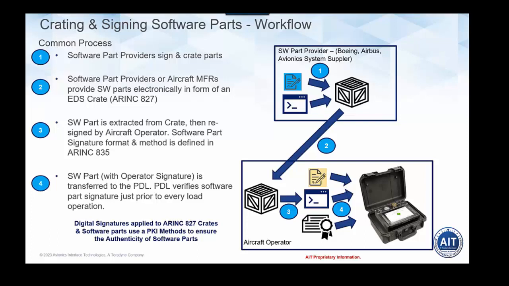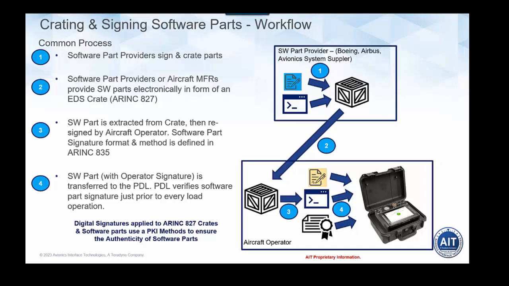A crate is a zip file that basically contains the software part, the ARINC 615 software part, and then an XML file which has a manifest of the software part or parts that are in that crate, and then also a digital signature for that crate. Then when that crate is received by the aircraft operator, the software part is extracted. So the operator would take the software part out of that crate and check the signature to ensure that that part came from the known supplier, so that the part is authentic.